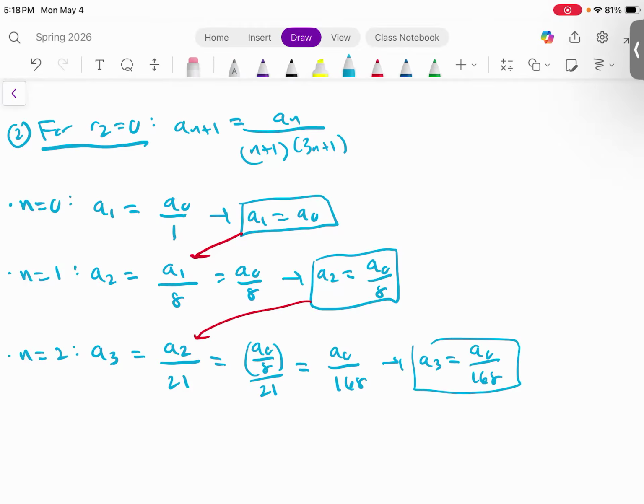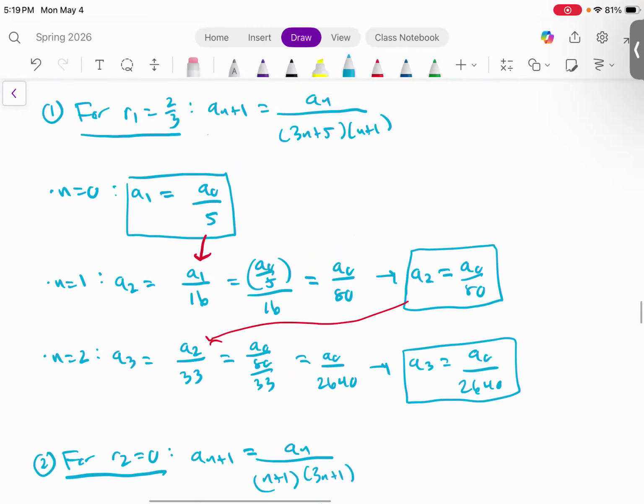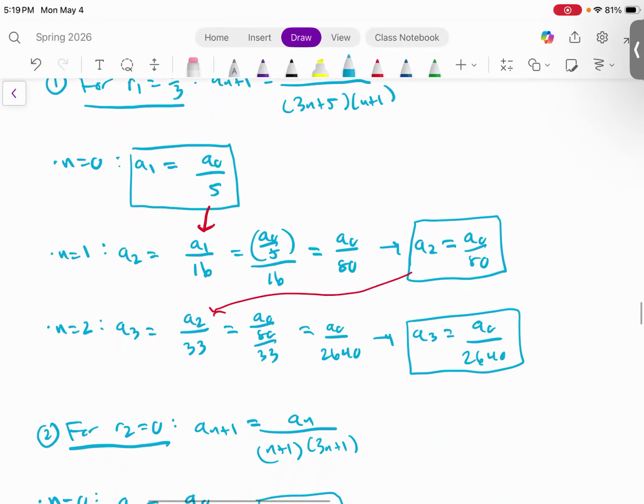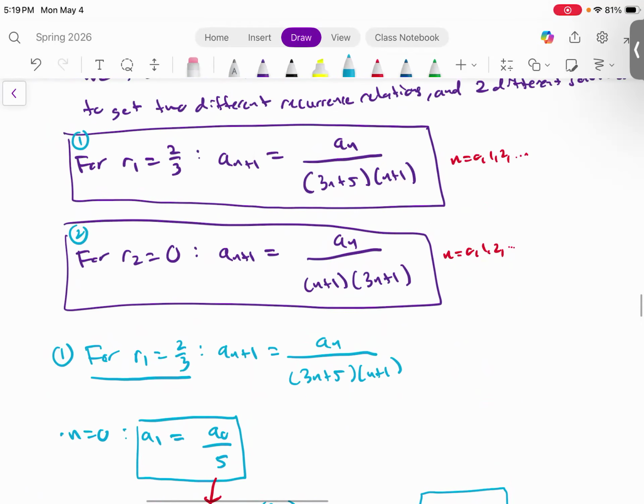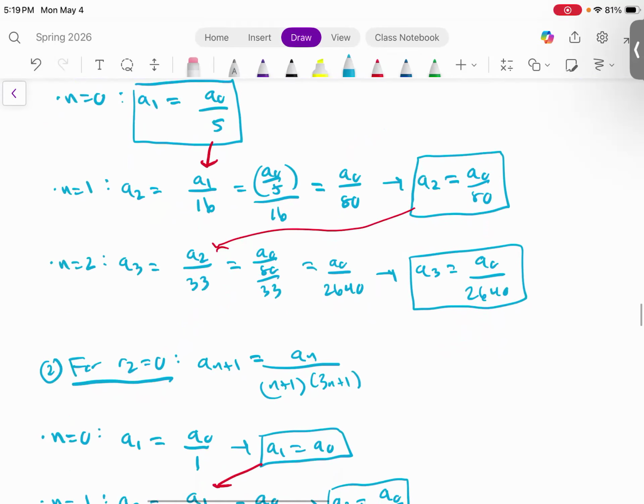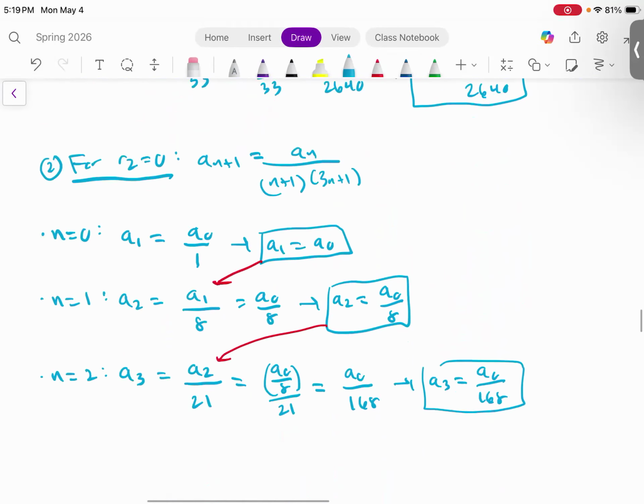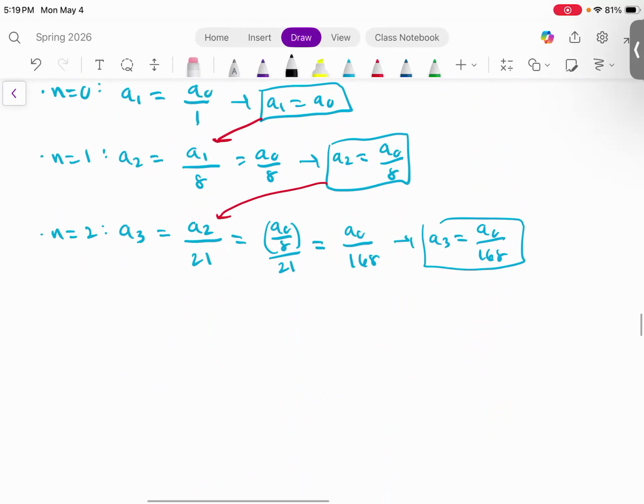Okay, so I have some values here. I have a naught, a1, a2, a3 for both of these recurrence relations, and we're able to get two series solutions now. So let's kind of wrap this up now. Okay, so solution, right? All of our solutions for this Frobenius method are of this form, x to the r, sum from n equals 0 to infinity, a sub n, x to the n.